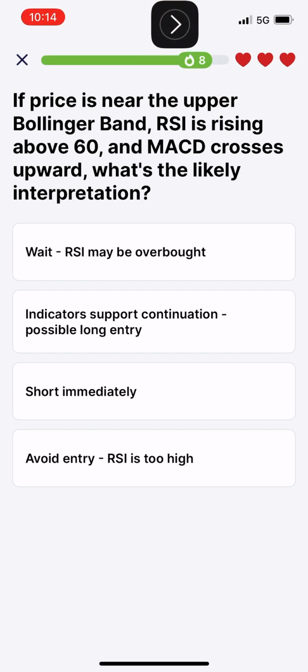If price is near the upper Bollinger Band, RSI is rising above 60, and MACD crosses upward, what's the likely interpretation? Wait, RSI may be overbought. Indicators support continuation, possible long entry. Short immediately. Avoid entry, RSI is too high.